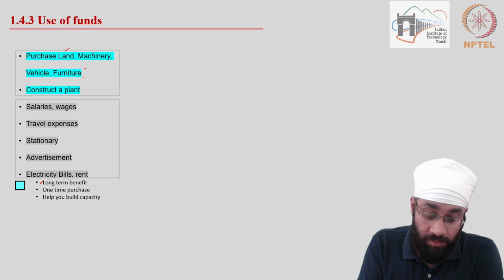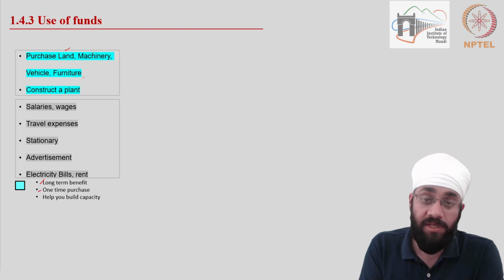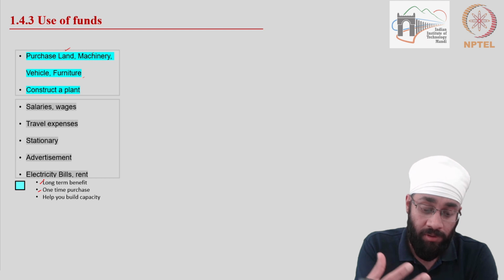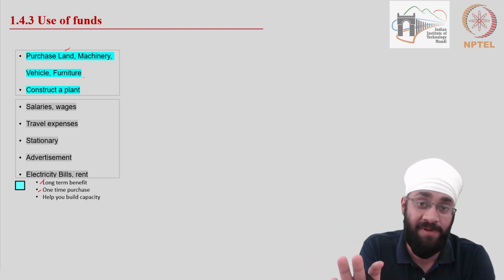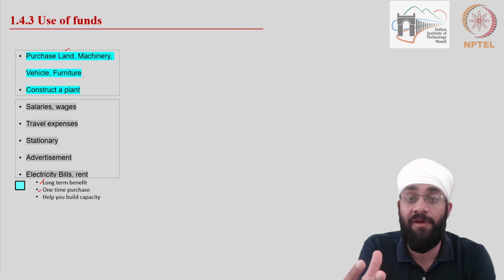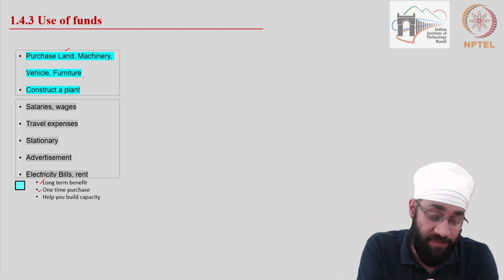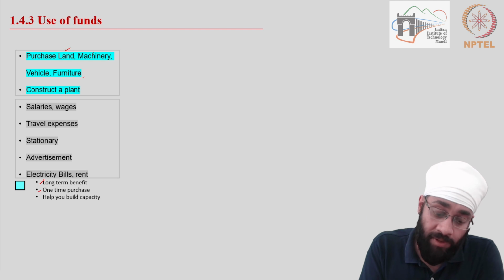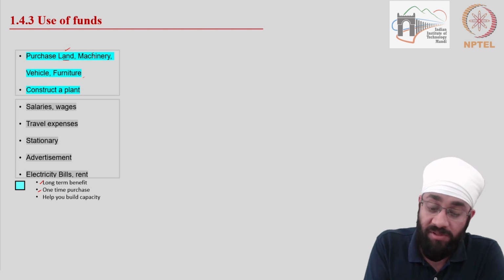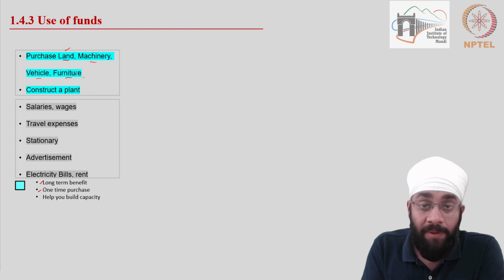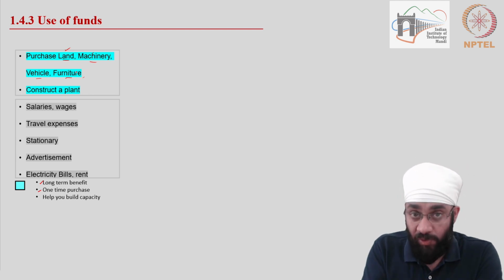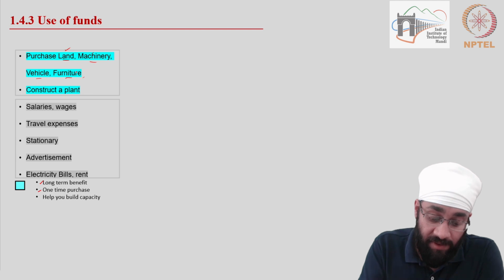So you get long-term benefit and you purchase these items one time. You don't continue purchasing land. Well, if you're in the business of land, then that's a separate business. I'm talking about a regular manufacturing business, let's say furniture manufacturing business. So we're talking about purchasing land once, setting up a machinery once, buying delivery vehicles and so on, and furniture for your staff as well. At best, you may buy these things after a few years, but not very regularly.